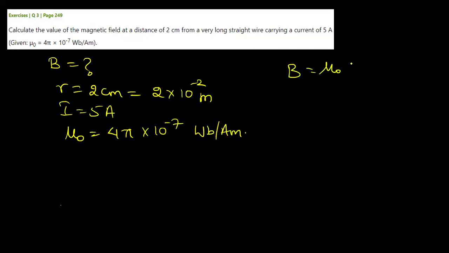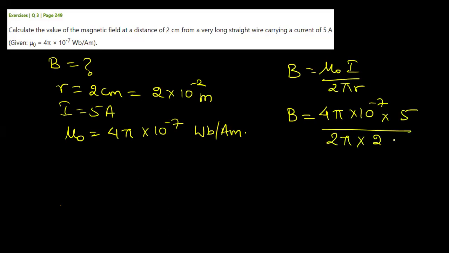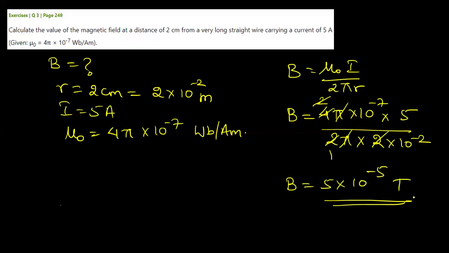So we know that B equal to mu naught I upon 2 pi R. So B will be equal to 4 pi into 10 raised to minus 7 into I, that is 2, upon 2 into 10 raised to minus 2. Pi cancel. Here 2, 2 also cancel. So B will be equal to just 5 into 10 raised to minus 5 tesla. This is the correct answer. 5 into 10 raised to minus 5 tesla.